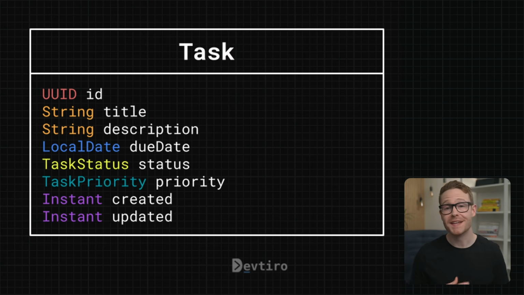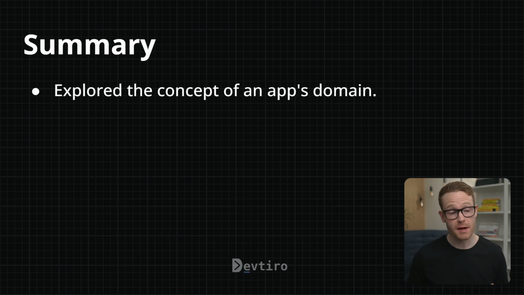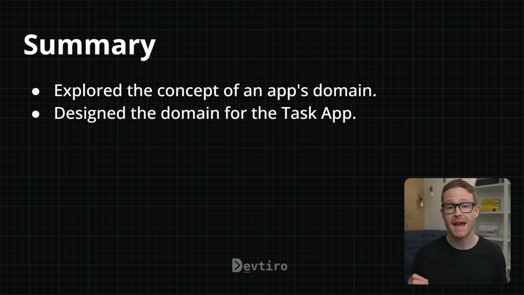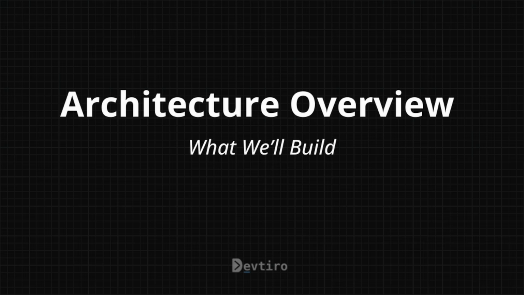And with that, we've modeled the entire app's domain. But before we get to coding, let's now explore the application's architecture. So in summary, we've explored the concept of an application's domain, and we designed the domain for the task app. How's the app built? What are its components? How do they fit together? All good questions. Let's answer them in this lesson.